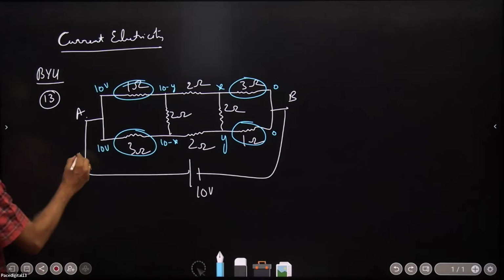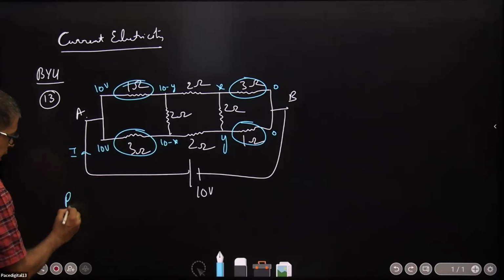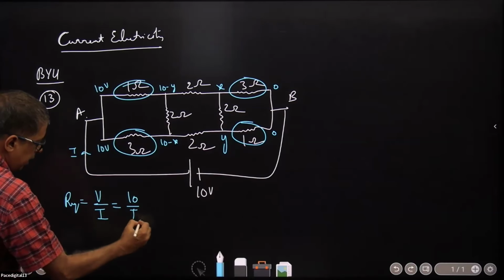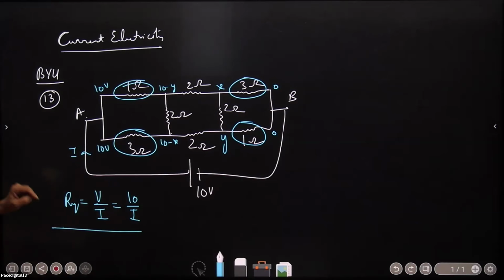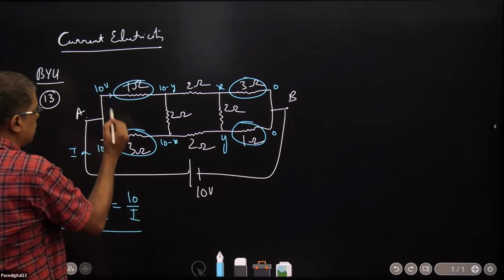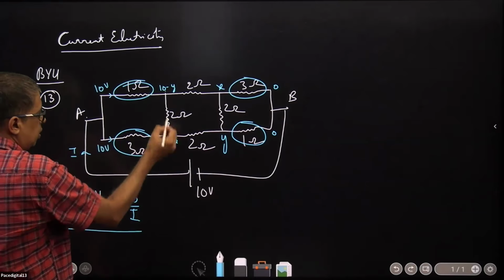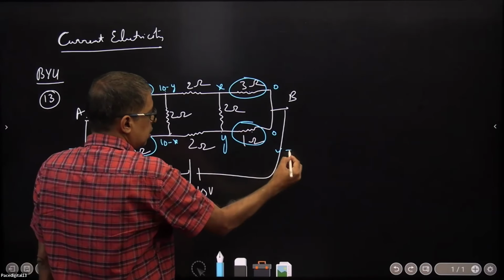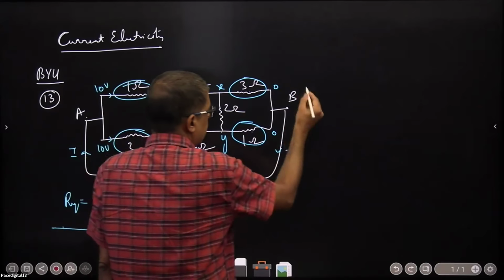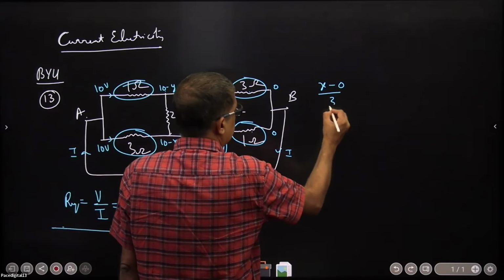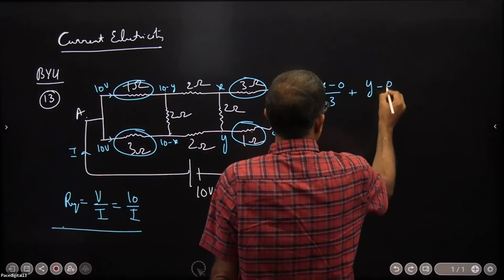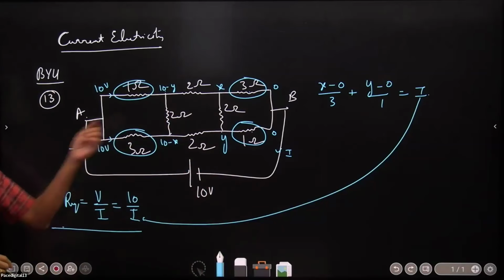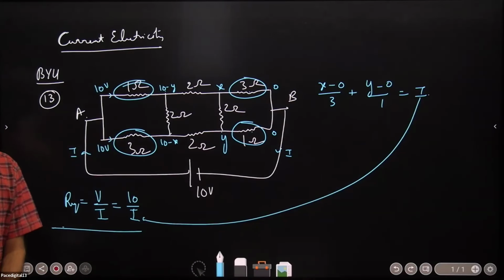Ultimately, your requirement is I. R equivalent is equal to V divided by I, 10 by I. How do I get the value of I? If you can tell me the current in these two branches, or tell me the current X and Y, I'll get back I. I'll get X minus 0 by 3 plus Y minus 0 by 1 is the current I, which I should substitute here. Now to get the value of X and Y should not be a problem for me.